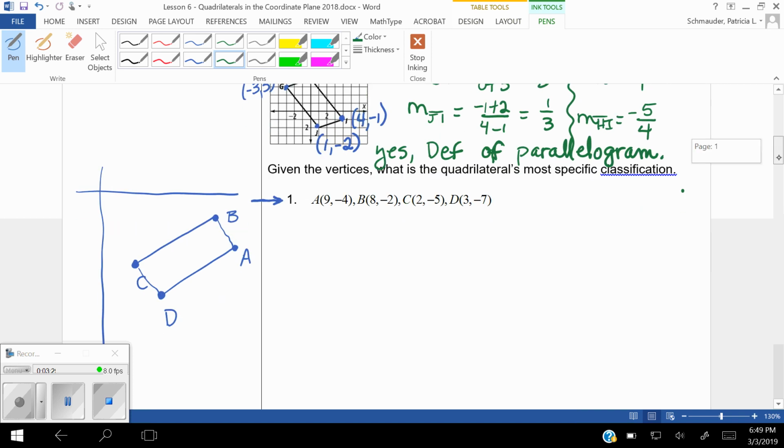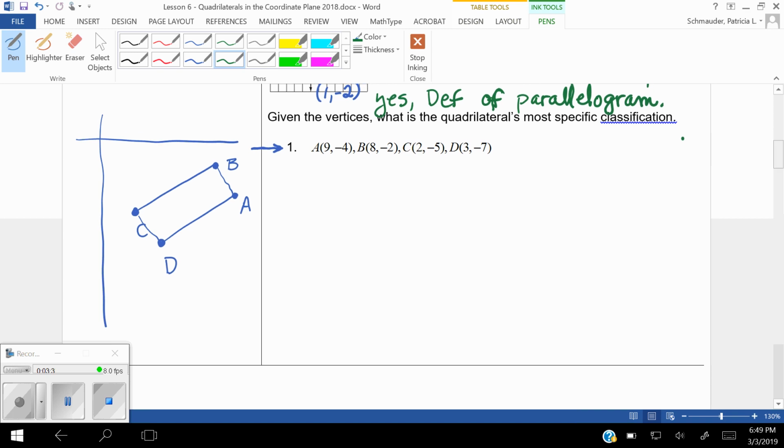All right, so now we've got, I think, 4 problems just like this one. So what I'm going to do is I'm going to do the entirety of this first one with you, and then you can pause and do the next 1, 2, 3. Yeah, there are 3. So we're going to do this one, and then you'll do the next 3 on your own and check your answers. So what is the most specific classification for ABCD here? Well, first let's check to see if it's a parallelogram, just like we did above.